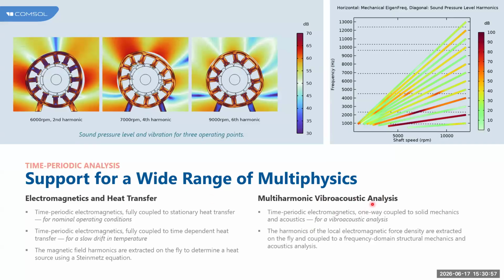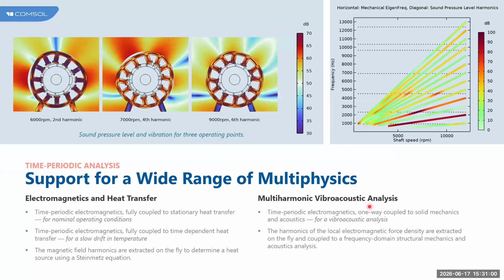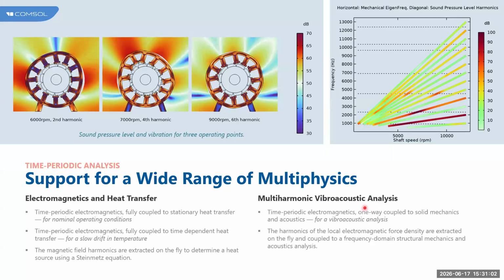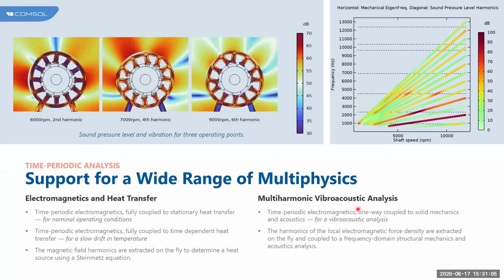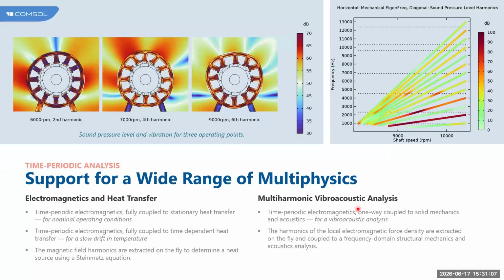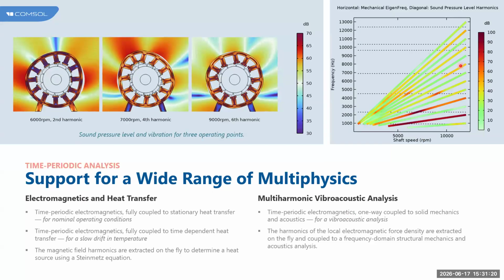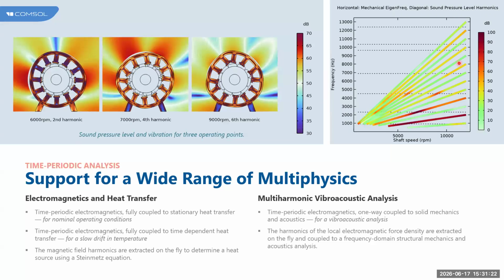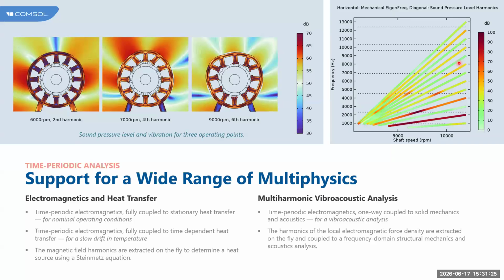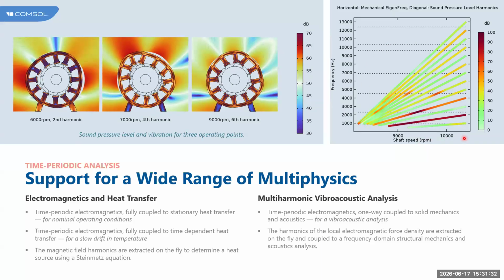And when we talk about vibroacoustics, mainly the time periodic electromagnetic solver, it extracts the harmonic force density at each operating frequency automatically. These forces are then coupled one way to a frequency domain structural and acoustic analysis. So the result is what we see here in the picture at the top right corner, where you can have the sound pressure level and vibration predictions at any number of operating points, all from a single integrated study. This is what we see here as a Campbell diagram.